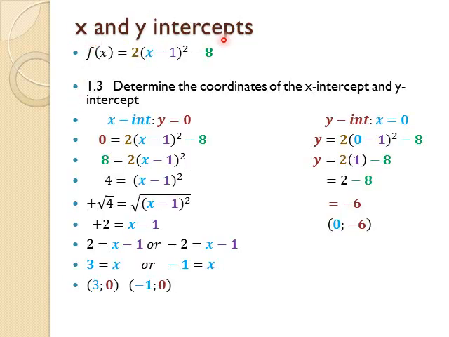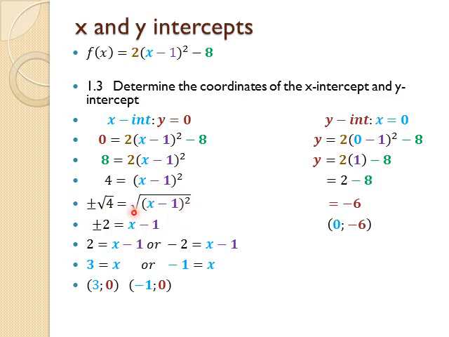Let's look at x and y-intercepts. Determine the coordinates of the x and y-intercepts. Again, for the x-intercept, y is 0. So in place of f of x, or y, place 0: 2(x minus 1) squared minus 8. Bring minus 8 over, it becomes positive 8. Then divide by 2 gives me 4. (x minus 1) squared equals 4, and from there take the square root: x minus 1 equals plus or minus the square root of 4, so plus or minus 2.